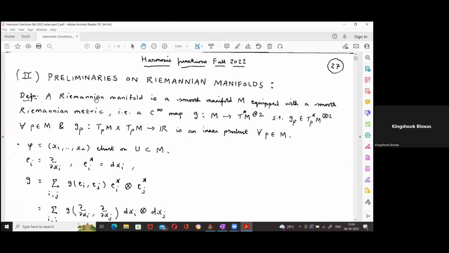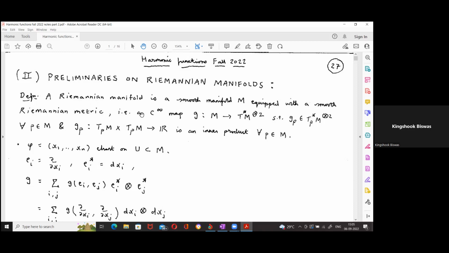So we need some extra structure to talk about, say, lengths of curves, and then things like shortest curves between 2 points and so on. That extra structure is given by what is called a Riemannian metric. So what is a Riemannian metric?